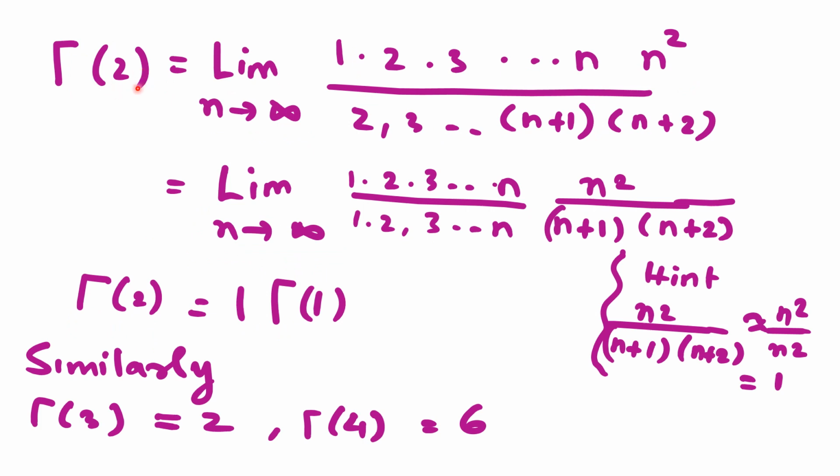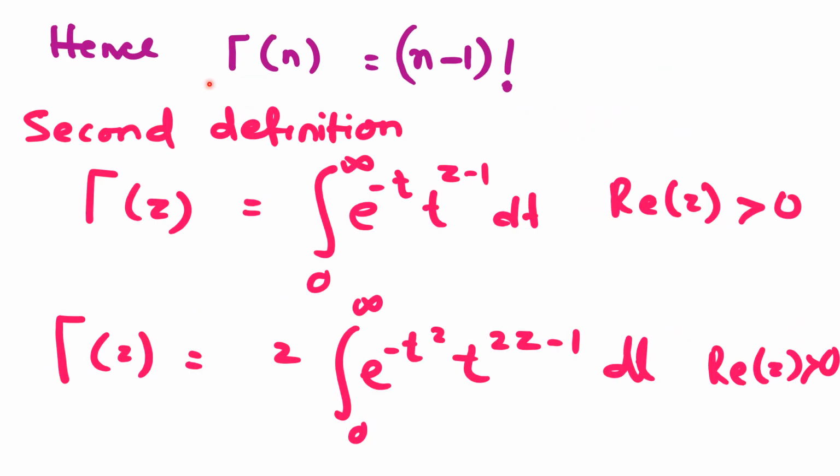Now once you get gamma 1, in the similar way you can find out gamma 2 also. So gamma 2, again in the limit n tends to infinity, these terms will go to 1, and finally we will get gamma 2 is equal to 1 times gamma 1. Similarly gamma 3 can be found out to be 2 gamma 2 and gamma 4 to be 3 gamma 3. From all these values we realize this is n minus 1 factorial. This gamma 4 is n minus 1, that is 3 factorial. So we can generalize gamma n is equal to (n minus 1) factorial.